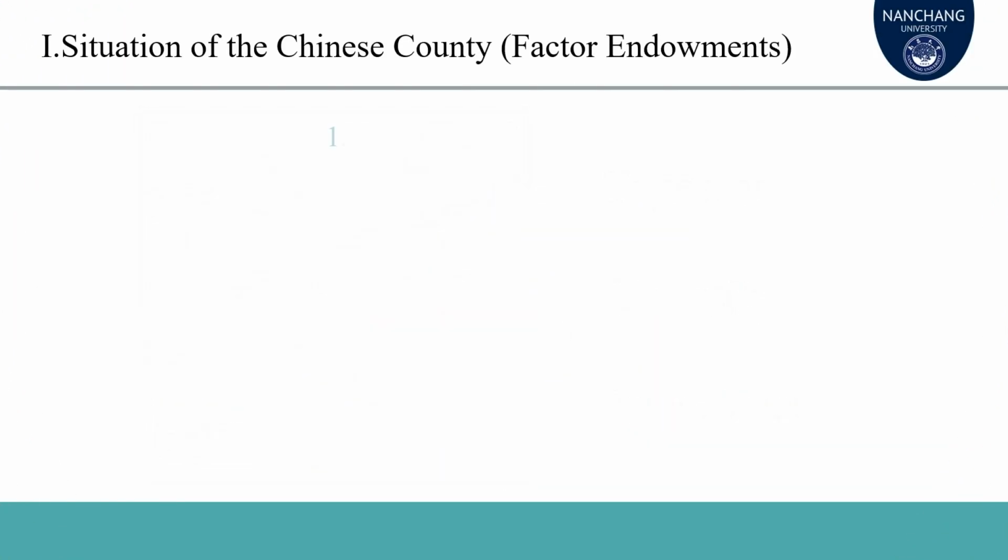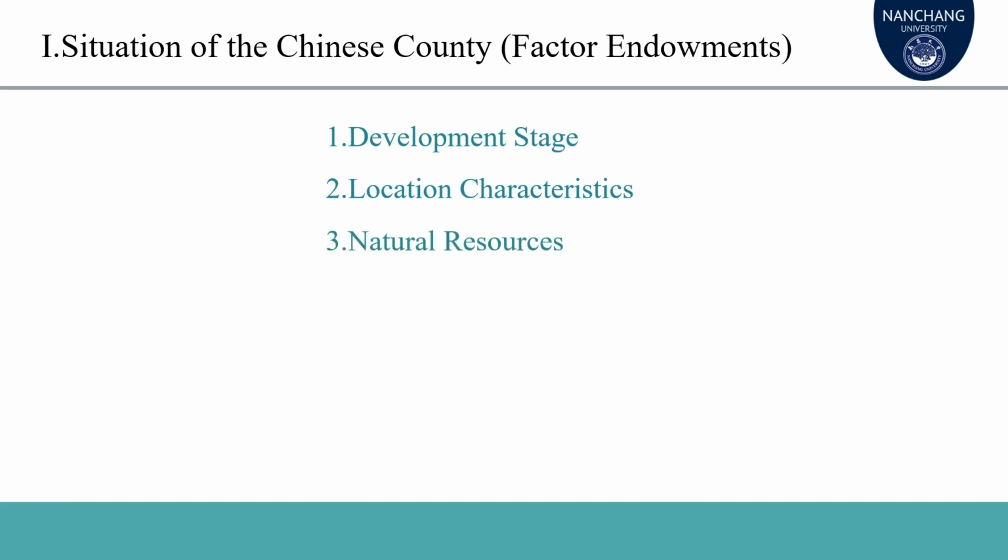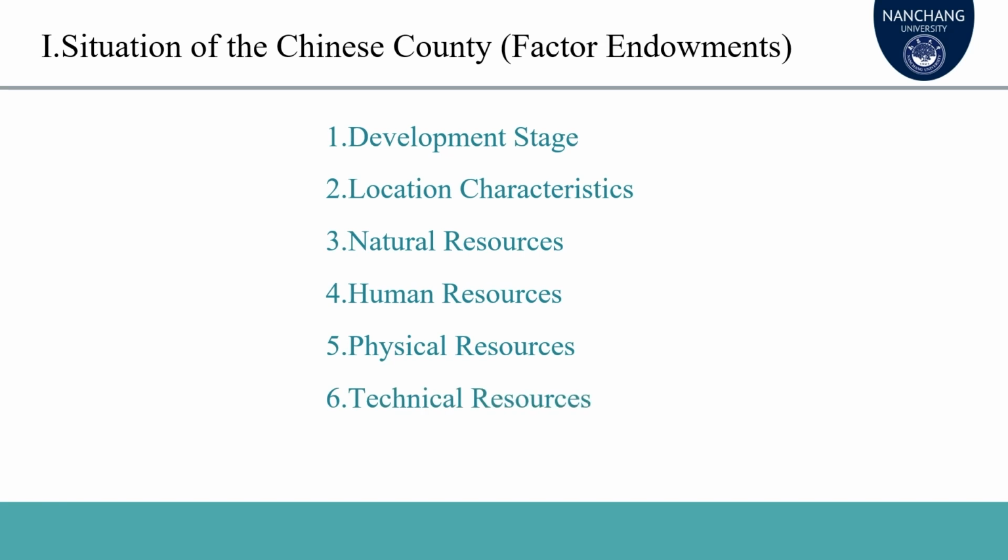For starters, let me introduce the diagnosis of county endowments, which are mainly divided into 7 parts: development stage, location characteristics, natural resources, human resources, material resources, technical resources, and industrial foundation.